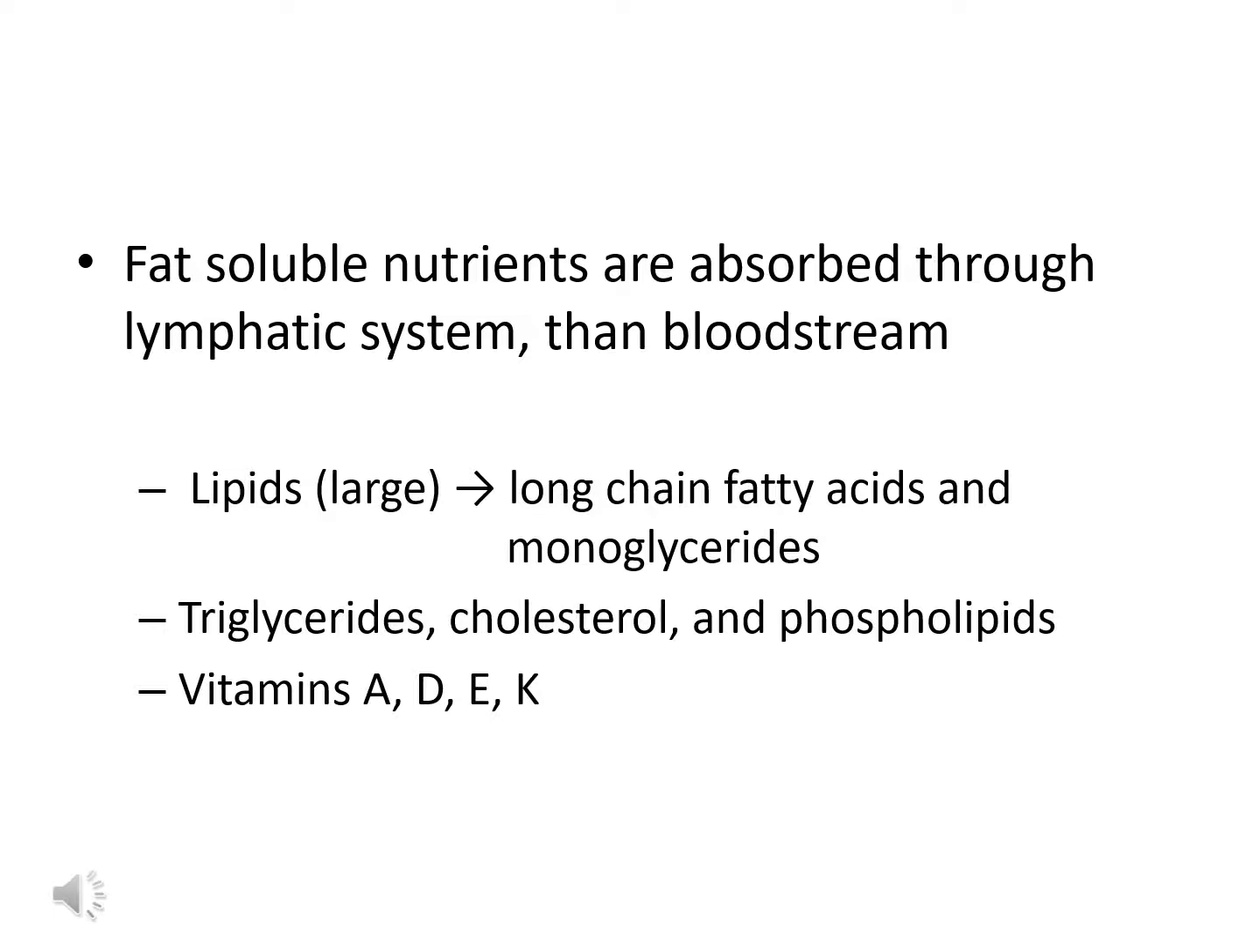Fat-soluble nutrients have to enter into another system before they can enter into the bloodstream, and this system is known as the lymphatic system. The nutrients which have to go through the lymphatic system first include large lipids or large fats, things like long-chain fatty acids as well as monoglycerides. Then other types of fat, triglycerides, cholesterol, phospholipids, as well as vitamins A, D, E, and K. These vitamins are referred to as fat-soluble vitamins. All of these, before they can enter into the bloodstream, have to go through the lymphatic system first.